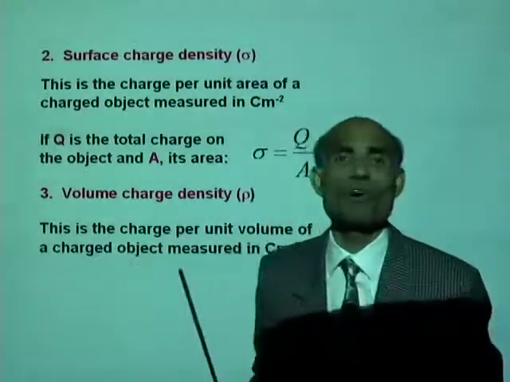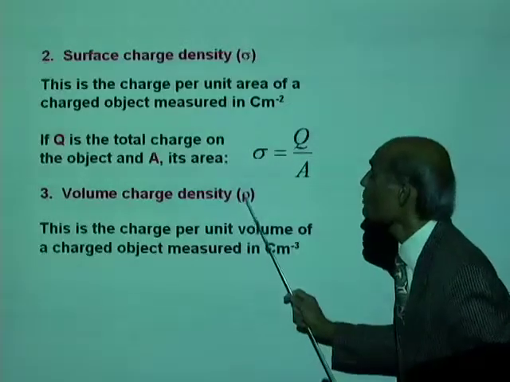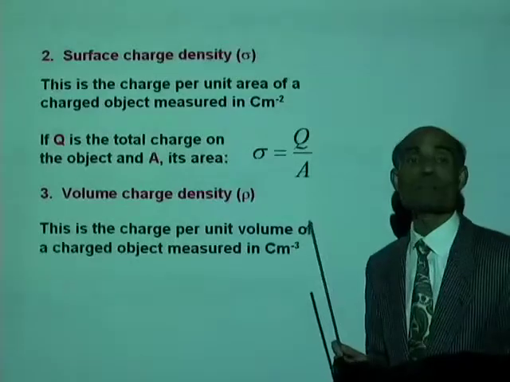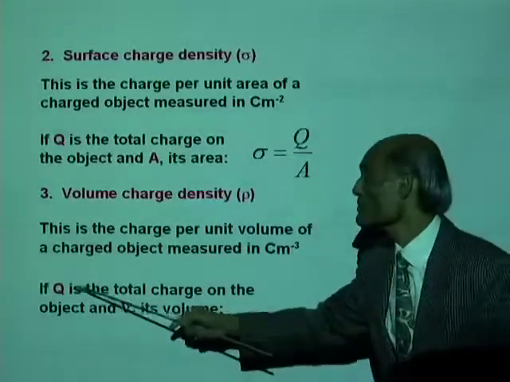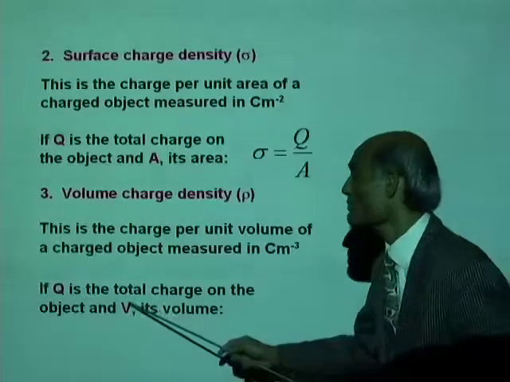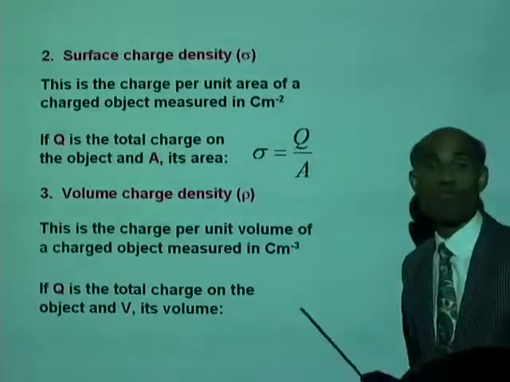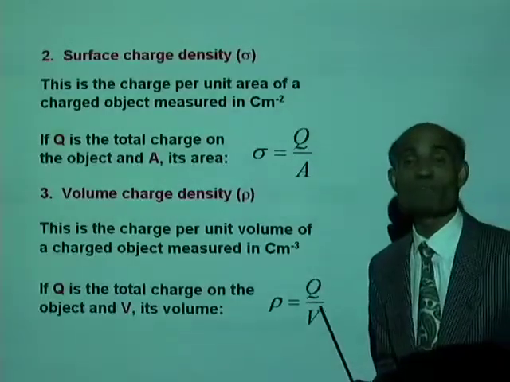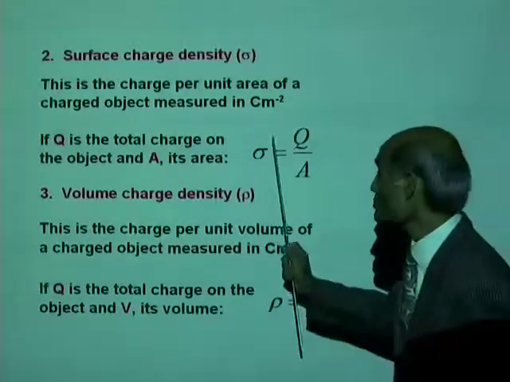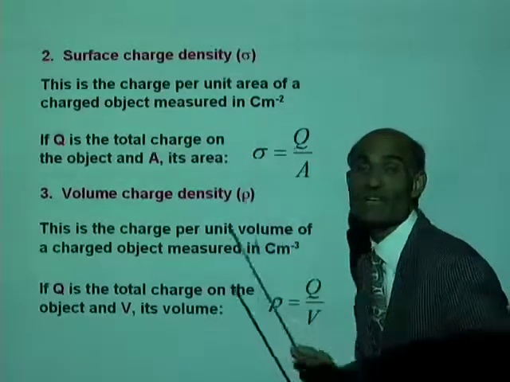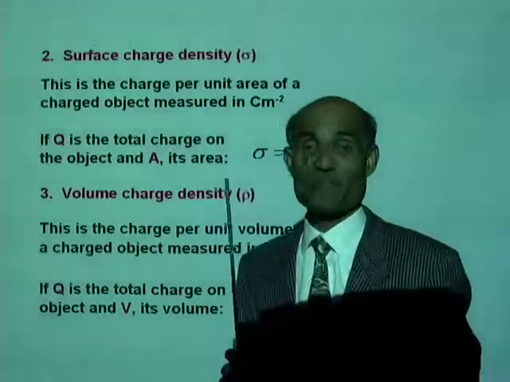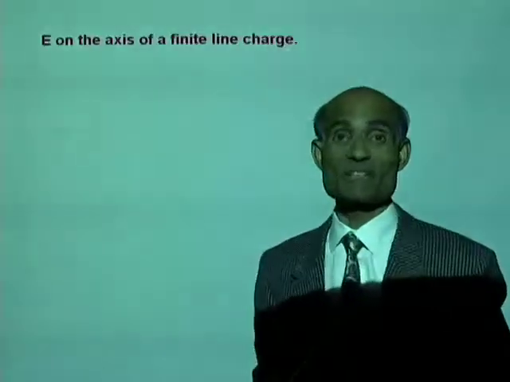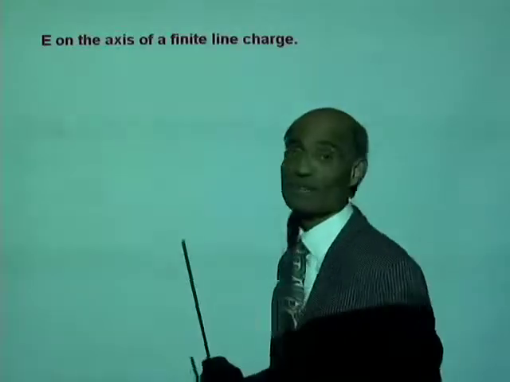So, what is the unit for measuring rho, the volume charge density? It is coulombs per meter cube. If Q is the total charge on the object and V is its volume, then rho equals Q over V. Most often used quantity is the surface charge density. But in our first example, we are going to use the linear charge density. Alright, let's talk about it.